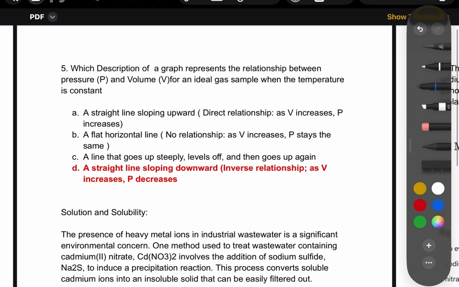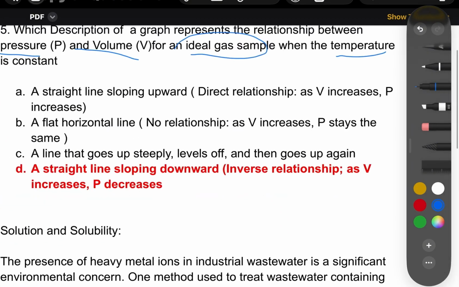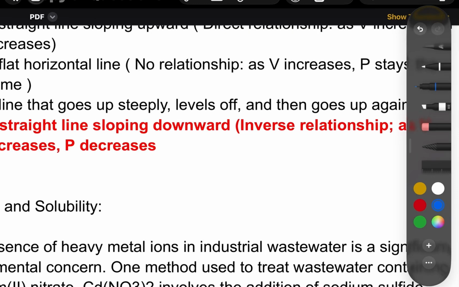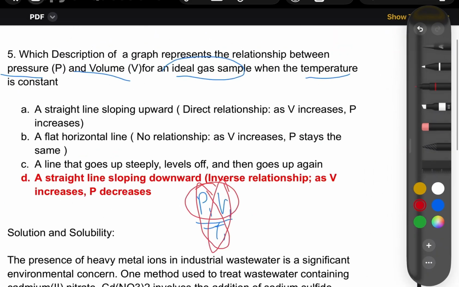Now here we have: which description of a graph represents the relationship between pressure and volume for an ideal gas sample when the temperature is constant. So if we rewrite our equation for the combined gas law, we have P1 V1 T1. A trick that I was taught is that if they're next to each other, they're going to have an inverse relationship, but if they're on top of each other, they're going to have a direct relationship. So it's asking for pressure and volume. As we increase the volume, pressure is going to decrease. So it's going to look like this.